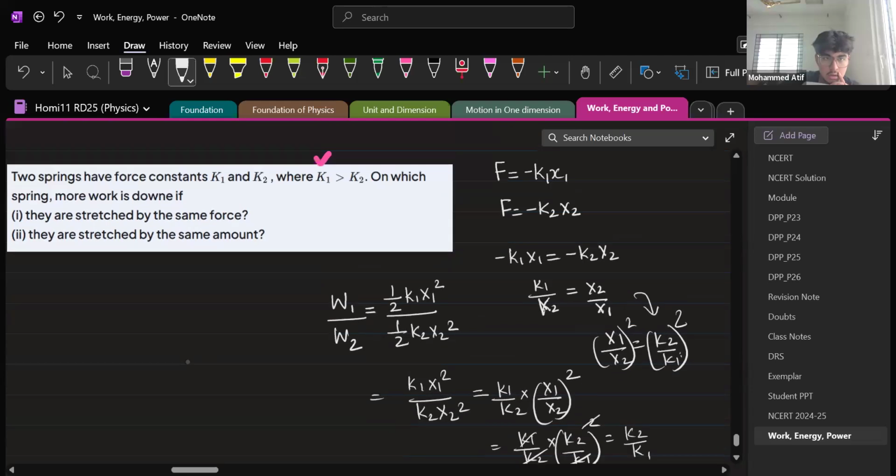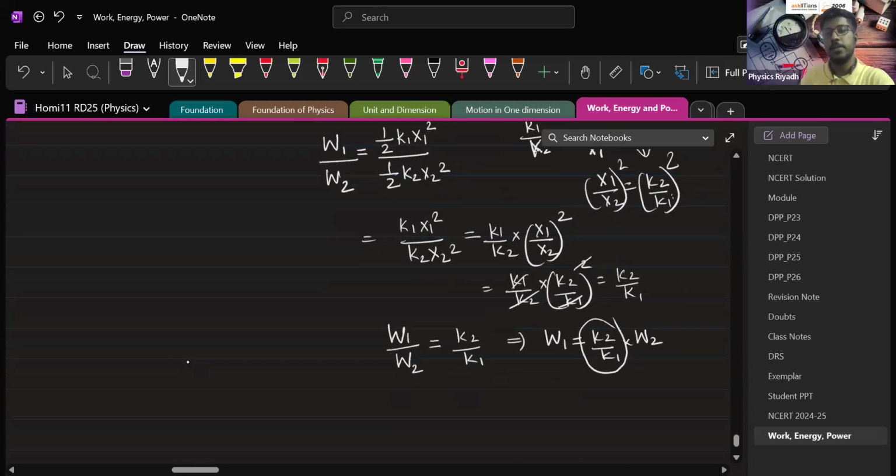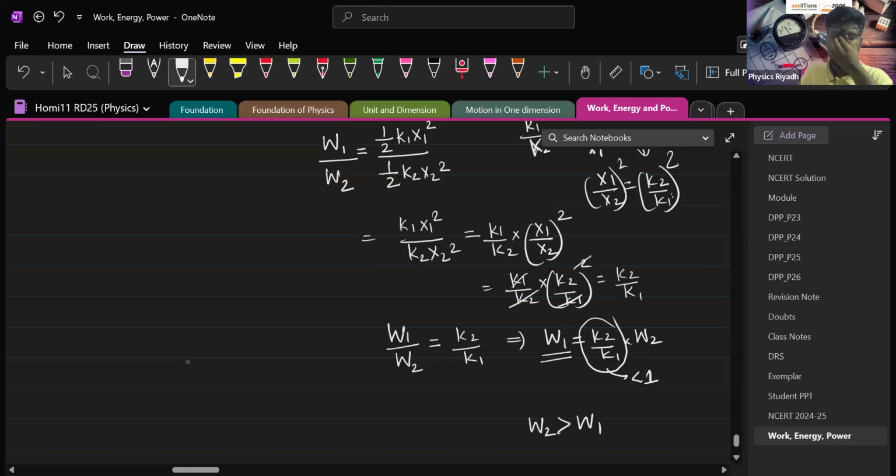Smaller than 1, because k1 is greater than k2, right? K1 is greater than k2. So you can clearly see that this value is less than 1. So work done by 1 is a fraction of W2. That means clearly W2 is greater than W1. This is how you can reach it mathematically.